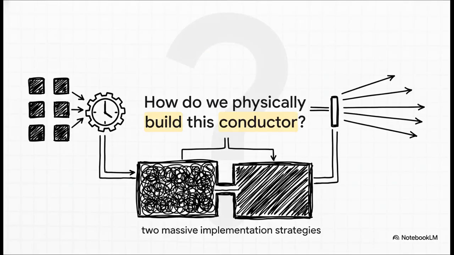Okay, so we know what it does, but here is the massive, fascinating engineering challenge. How in the world do we physically build a machine capable of reading all these inputs, keeping perfect time, and firing off dozens of different control signals in exactly the right sequence millions of times a second? Well, computer architects generally rely on one of two massive implementation strategies to pull this off.